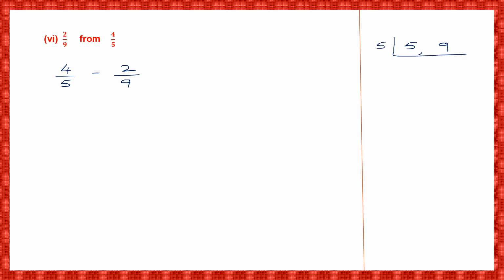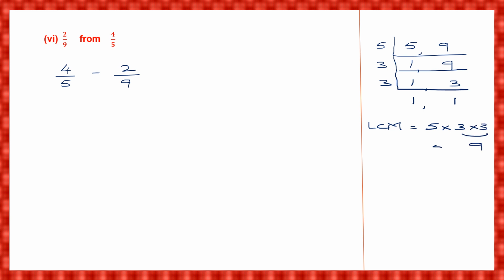Let's begin with 5. 5 ones are 5 and 9 we bring down as it is. Then we continue. This time we can use 3. 1 I bring it down as it is. 3 threes are 9. Now continue with 3 again. 1, 3 ones are 3. So what is our LCM? Our LCM is 5 into 3 into 3. 3 threes are 9. So 5 into 9. 5 nines are 45. So our LCM is 45. So that is going to be the common denominator.